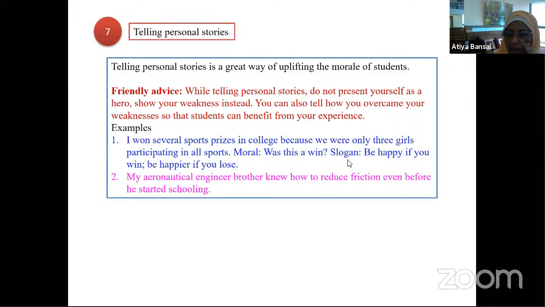So when I prepare my students for competitions, especially, before we start practicing or doing anything, I give them this slogan. Be happy if you win, be happier if you lose. So they said, why should we be happy if we win, they understand. They said, why should we be happier if we lose? I said, because you made somebody else happy. And it works. Slogans like this work like magic.